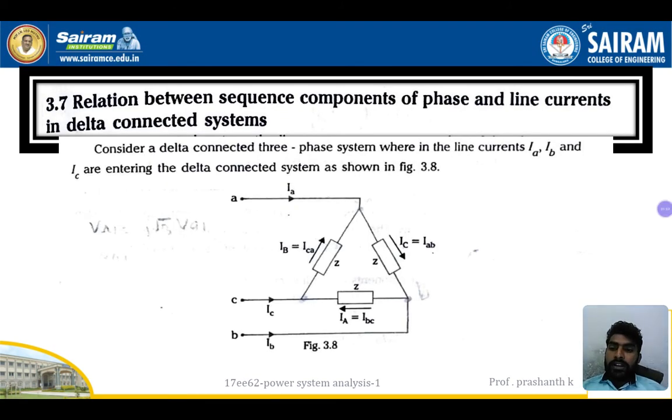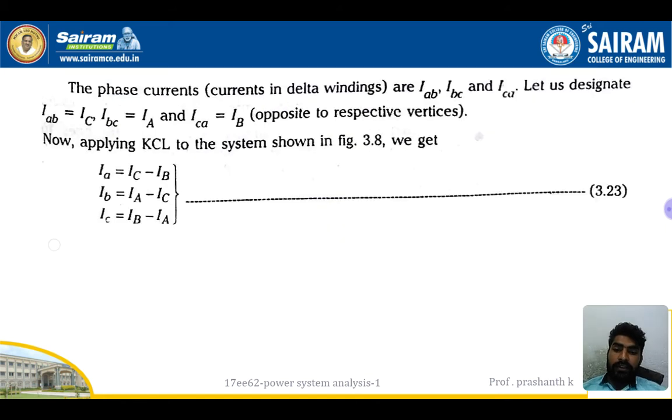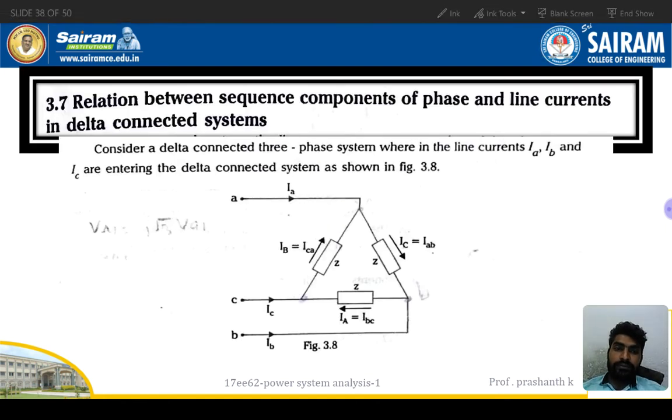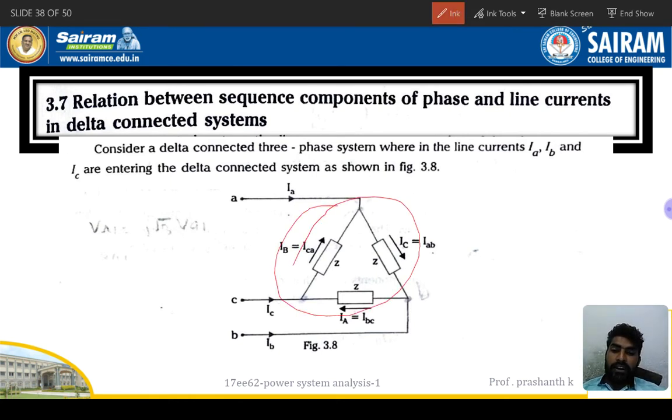So let's solve the derivation of the relationship between sequence components, phase and line current in a delta connected system. Consider a delta connected system. This looks like a delta, as you know. This is a delta connected system, having line currents IA, IB, IC as I show in the figure. This is ABC, or you can say RYB also. The branch currents IAB, IBC, ICA are shown, and Z is the impedance. If it is balanced, these impedance values are equal, and the phase differences are also equal.